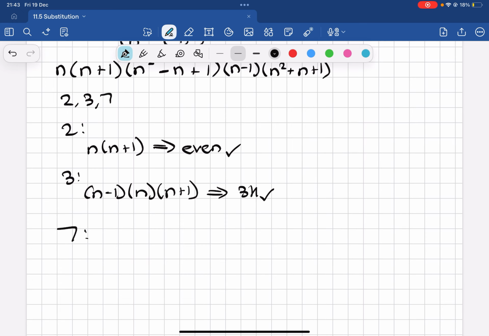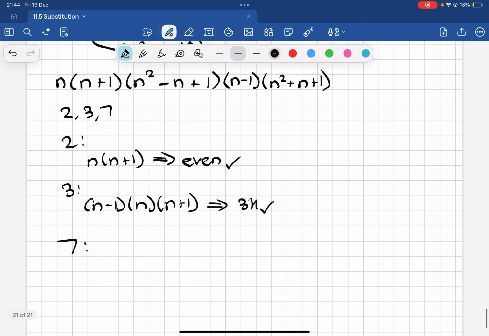Now for 7, this is a bit more tricky. We can't go about it in a simple way and say that this expression is divisible by 7 using any of the methods we used for 2 and 3. So we have to think outside the box. I'd use a bit of modular arithmetic and say that this expression, mod 7, must equal 0.